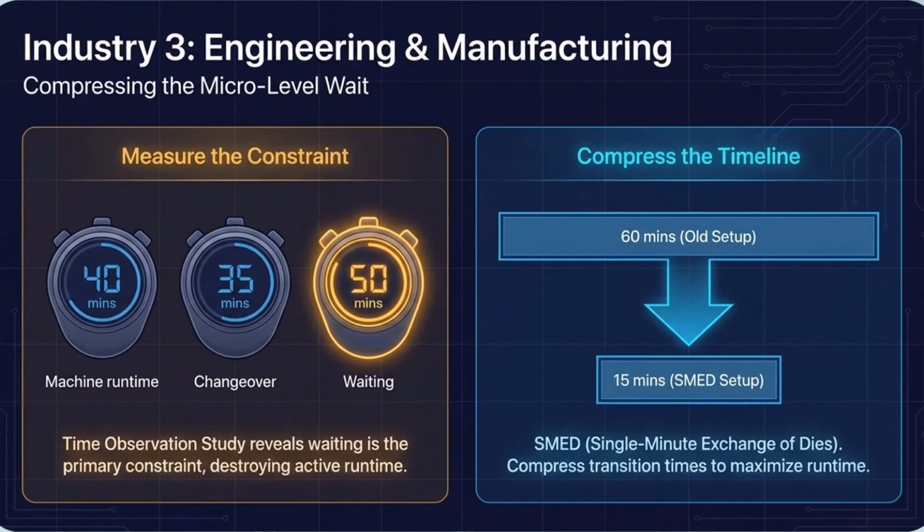The third example is very engineering and manufacturing focused. Typically, when you're doing any kind of manufacturing, you're going to have different types of products that are produced on similar machines.